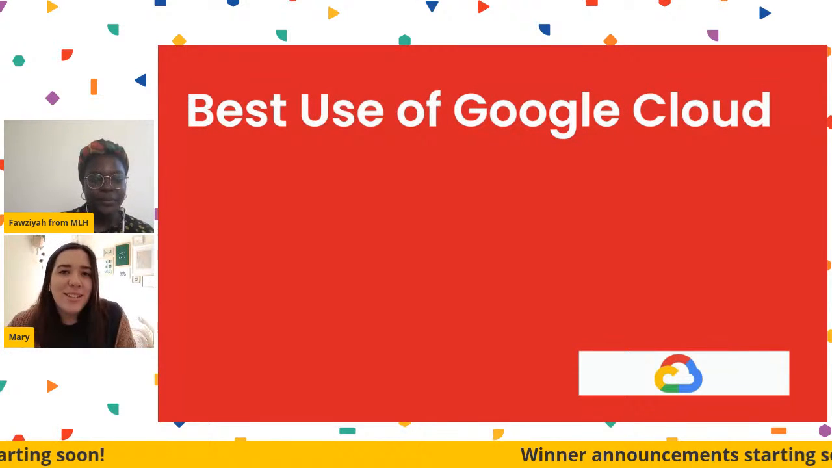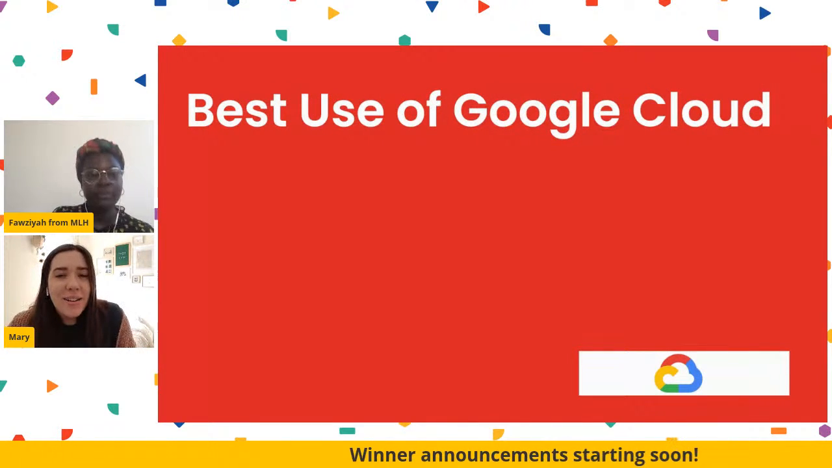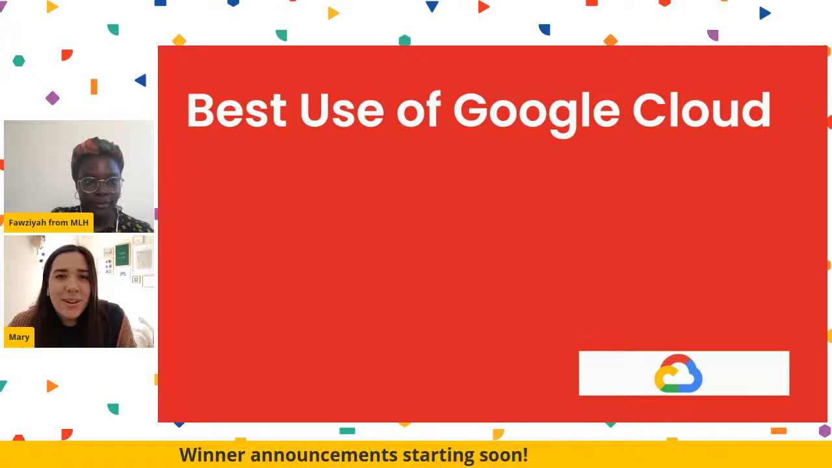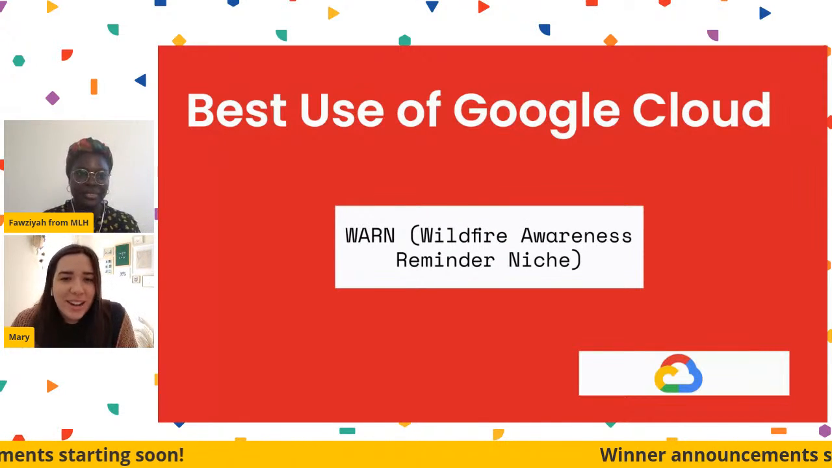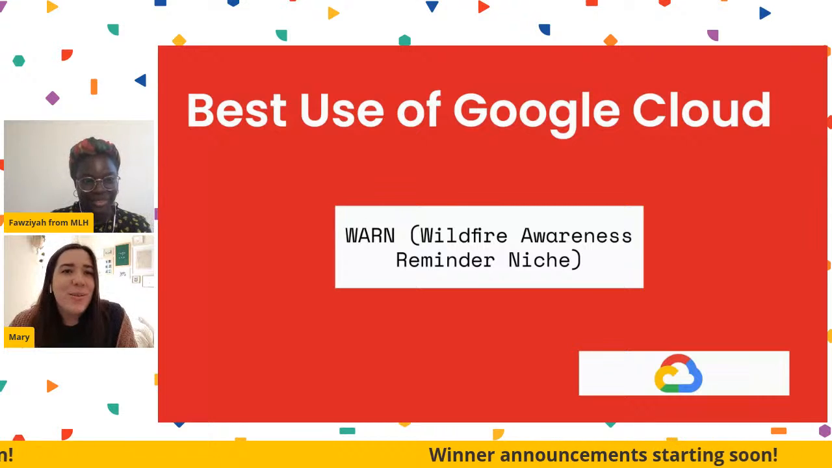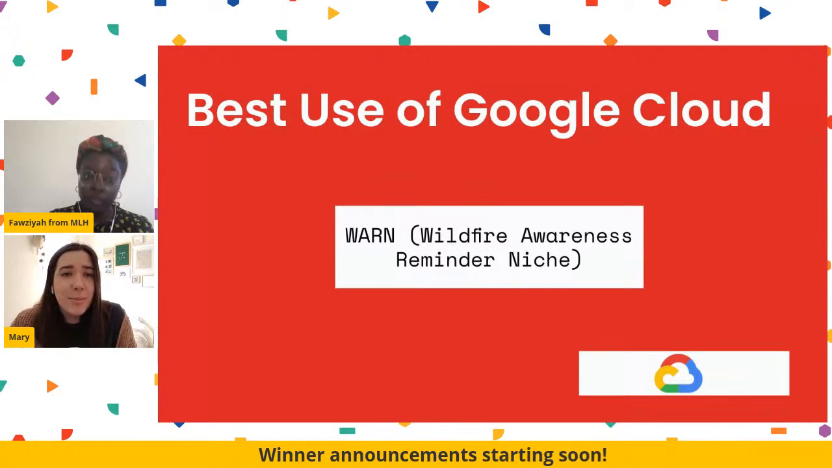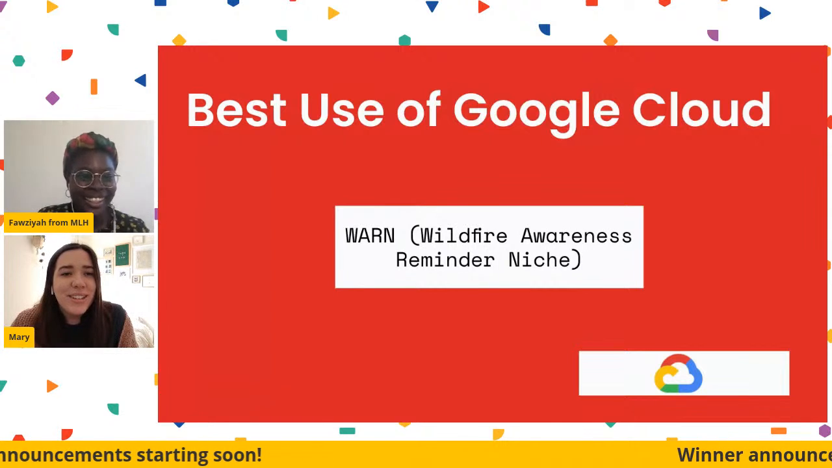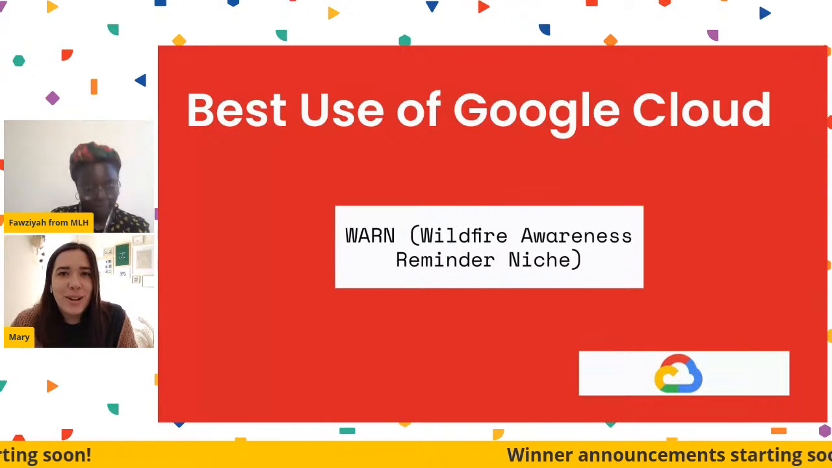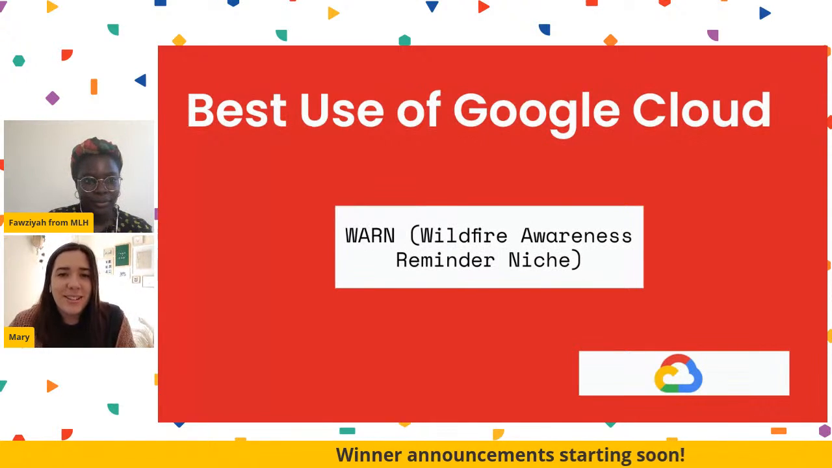The next one we have is our best use of Google Cloud. And for that one, we are going to be going with Warn, the Wildfire Awareness Reminder niche. So we had a ton of really cool submissions. I know this one was very hard for the judges to pick. So huge congrats to the team Warn on winning best use of Google Cloud. Yes.